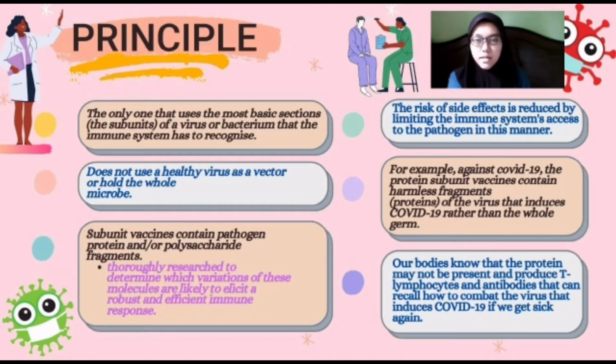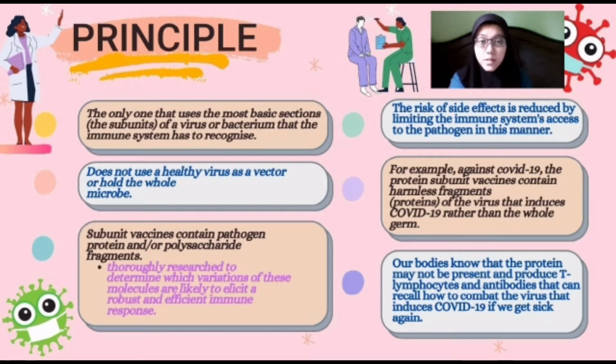Subunit vaccines contain pathogen proteins and polysaccharide fragments, probably researched to determine which variations of these molecules are likely to elicit a robust and efficient immune response. The risk of side effects is reduced by limiting the immune system's access to the pathogen in this manner.